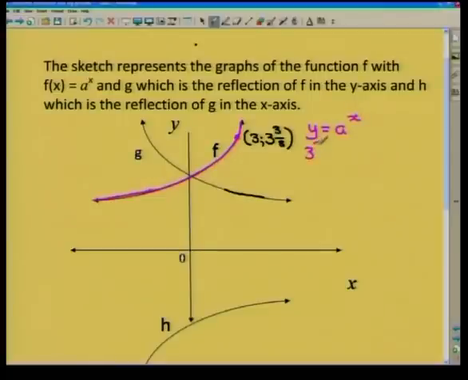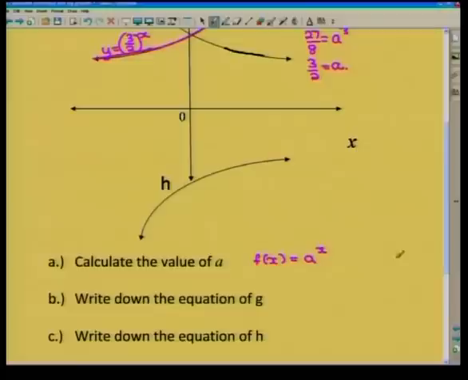So 3 3/8 equals a to the 3. That's going to be 24 plus 3 is 27 over 8 equals a to the 3. And now we cube root both sides, so we're going to get 3 over 2 equals a. So this equation is y equals 3 over 2 to the x. All right, what did they actually ask me? They didn't ask me for the equation, they just asked me for the a. So therefore a is equal to 3 over 2.